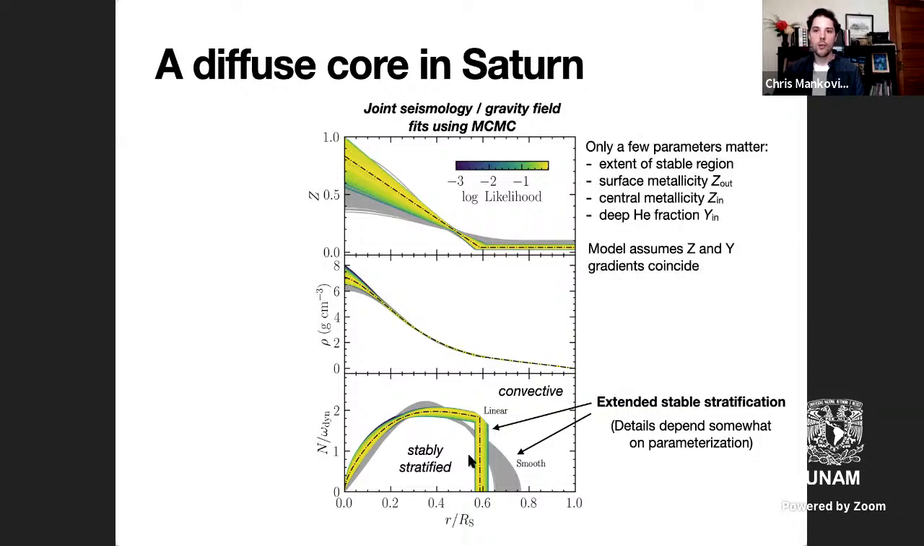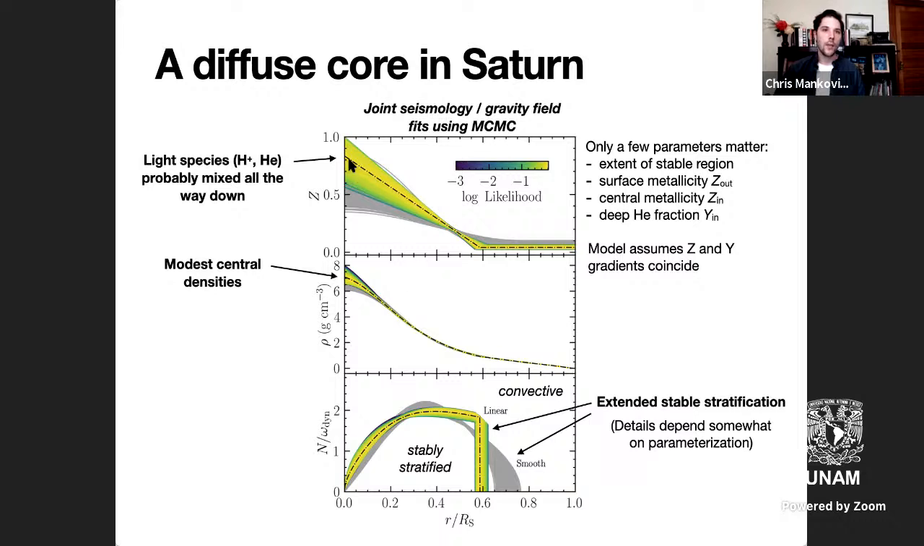Only a few parameters really matter here: the extent of the stable stratification, the metallicities outside and inside this gradient region, and also the deep helium fraction. I'm not talking a great deal about helium rain today, but our models do also include a helium gradient that coincides with the heavy element gradient. We find that light species, hydrogen and helium, are probably mixed all the way down inside Saturn. And that gives you really modest central densities that are actually extremely well constrained as a function of radius, just by the joint application of gravity and ring seismology.